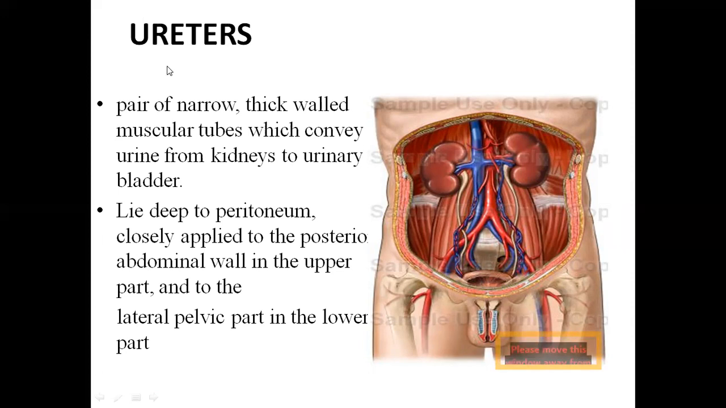So ureters are a pair of narrow, thick-walled muscular tubes which convey urine from the kidney to the urinary bladder. They lie deep to the peritoneum, retroperitoneal basically, that is behind the peritoneum, closely applied to the posterior abdominal wall in the upper part of the lateral pelvic part.